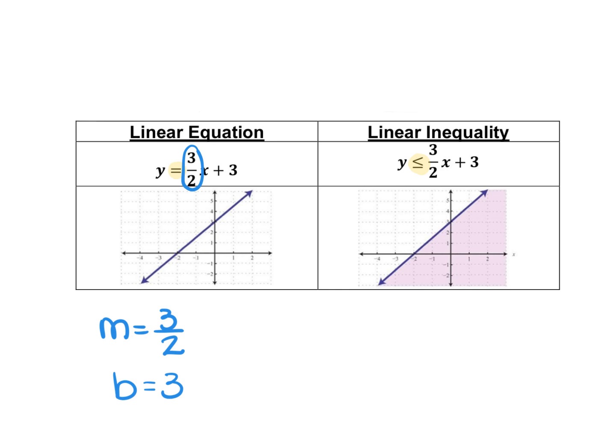So notice on our graph here, it starts on the 3 and goes up 3 over 2, and then we would take that line to connect the dots. With our inequality, we basically did the same thing. We had the y-intercept of 3, and then we went up 3 over 2, and not only did we have the line, but we also shaded below the line, and that's where we have that inequality.